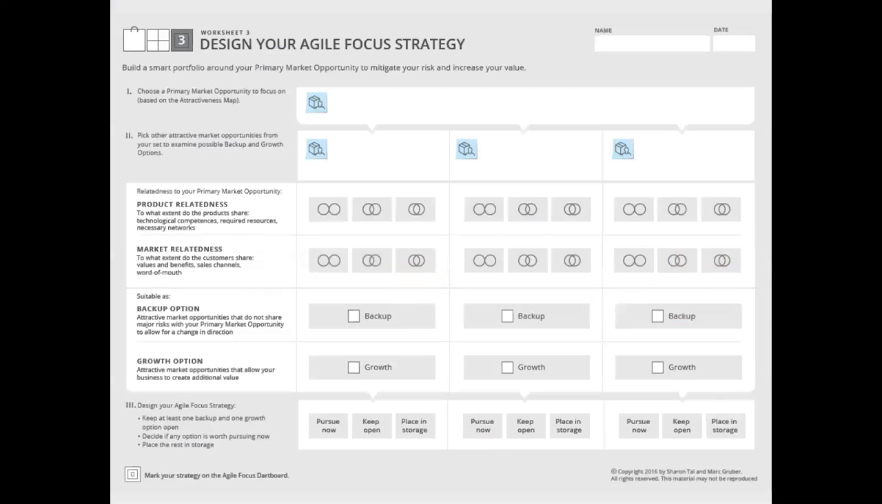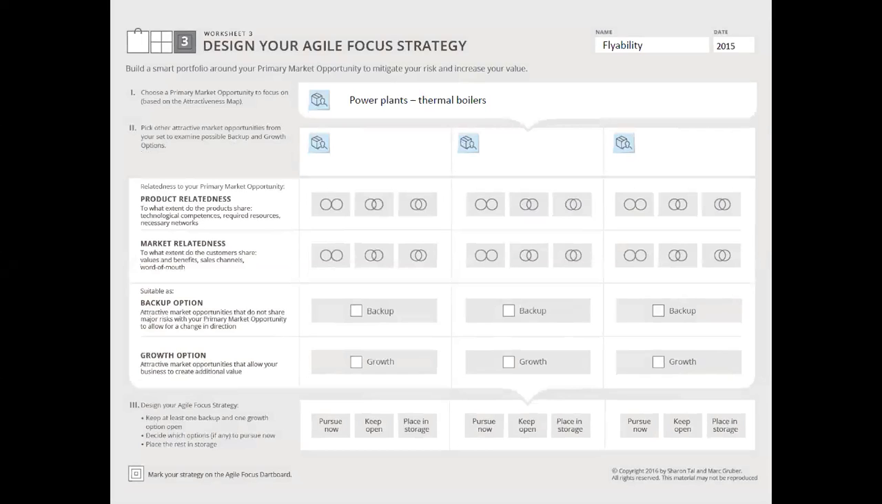So we have a dedicated worksheet to help you design this agile focus strategy. This worksheet begins with anchoring your primary opportunity, the one that seemed to be most attractive and interesting from your evaluation, and then looking at other options and understanding if they are valuable as backup or growth opportunities, and if we want to keep them open. So let's go back to Flyability. The most promising market was the inspection of boilers and heaters in thermal power plants, so they chose this to be their primary focus.